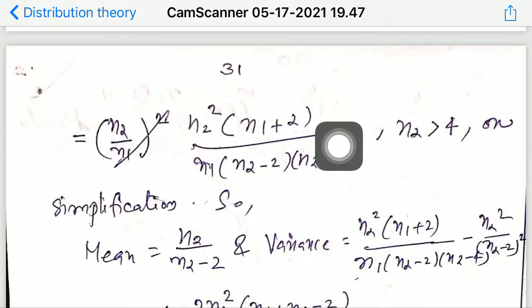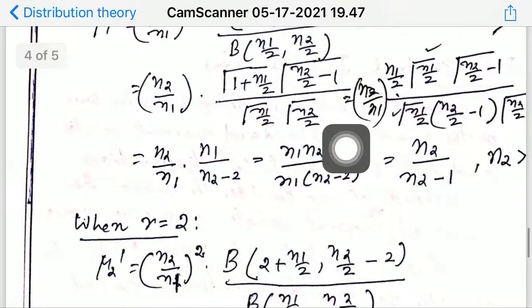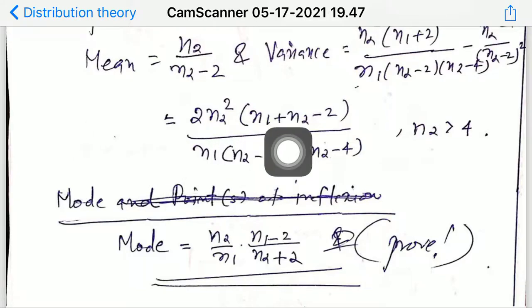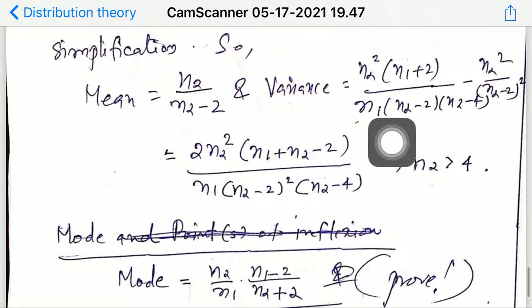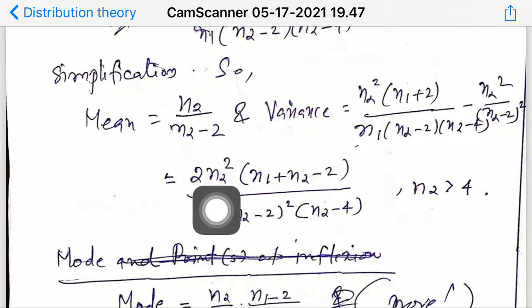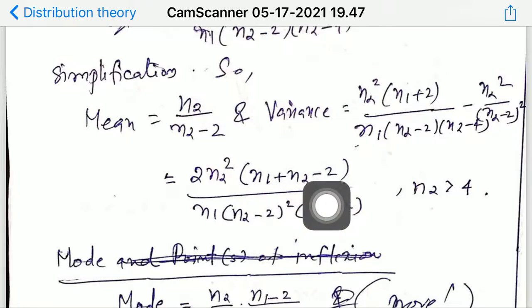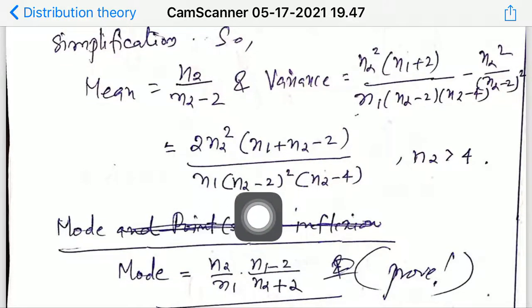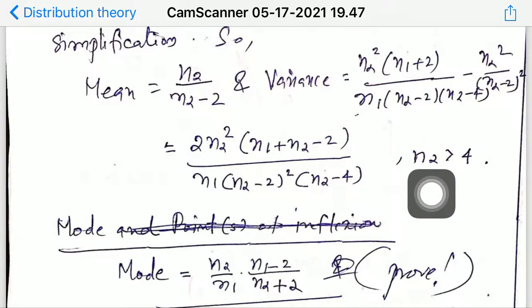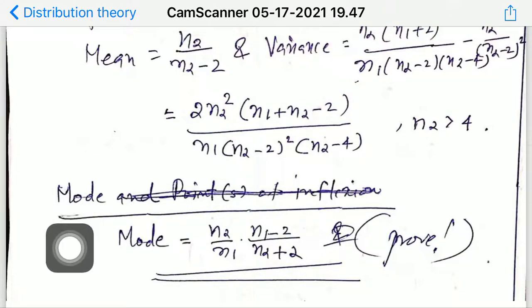Okay, so you have found mu 2 dash, and here you have found mu 1 dash, so that you can find the variance. What is the variance? Variance is equal to this, which you can simplify as 2 into n2 square into n1 plus n2 minus 2 divided by n1 into n2 minus 2 square into n2 minus 4, with this restriction n2 greater than 4. Okay, and similarly you can find the mode of this F distribution. You try this, I leave this as an exercise.